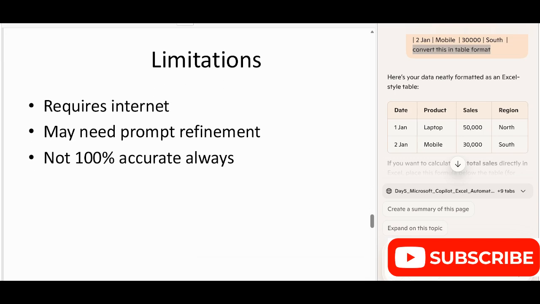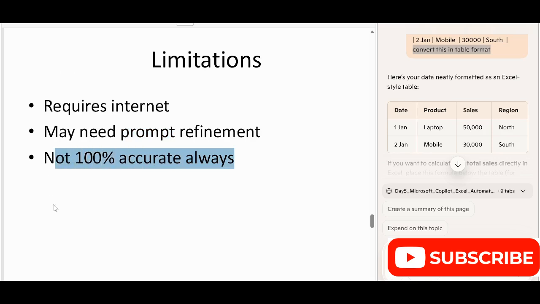Limitations, okay, it requires the internet. Without internet you can't do anything. Copilot will not work. Okay, it may need prompt refinement. Yeah, if your prompt is bad, then you will not get a clear and correct output. It will give wrong answers also. So you have to keep it in mind, like you have to use a good prompt. Okay, not 100% accurate results. Yeah, so this also you have to keep in mind.